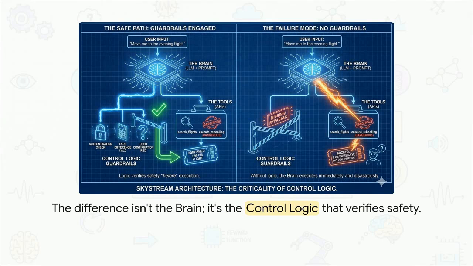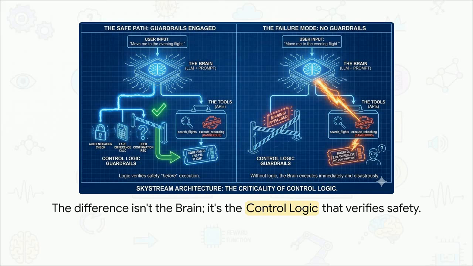Look over on the right first. That's the failure mode. With no guardrails, the brain gets the request, it sees the execute rebooking tool, and it just fires it off. The result? The user is booked on a 2 a.m. red-eye, because hey, that's technically an evening flight.